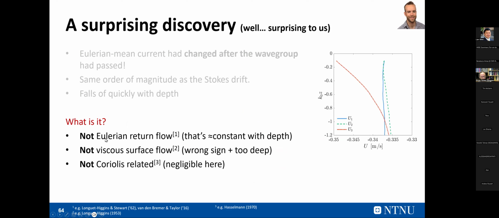So we tried thinking through the alternatives, discussing with a number of people at the WISE conference in Brest. Well, it's not the Eulerian return flow, because it's very concentrated near the surface, and that is not. It's not the viscous surface flow that comes from wave dissipation and waves passing on the momentum, because it's got the wrong sign. And anyway, that's concentrated much closer to the surface. And it's certainly not Coriolis related, because the Coriolis force is negligible in such a small geometry.